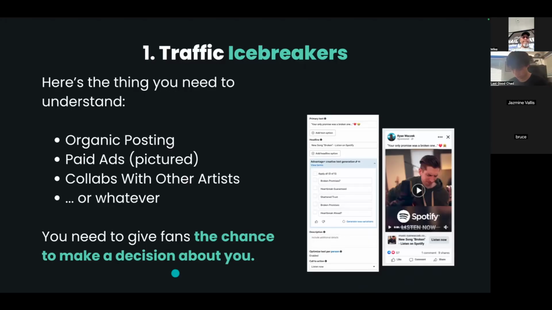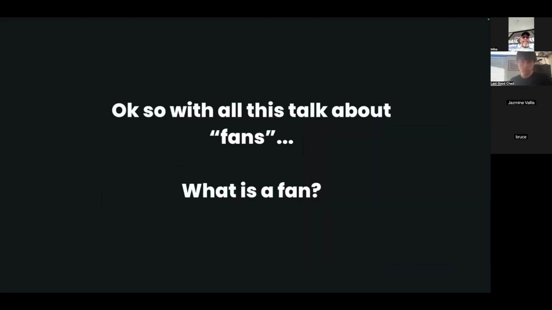No matter how you do it, the result is that you need to give fans the chance to make a decision about you at the end of the day. That's why we want them to see you perform. We want to give them that visual so that they can mentally go, okay, I'm deciding if I'm in or out right now.